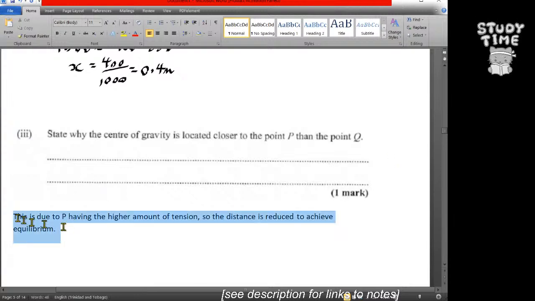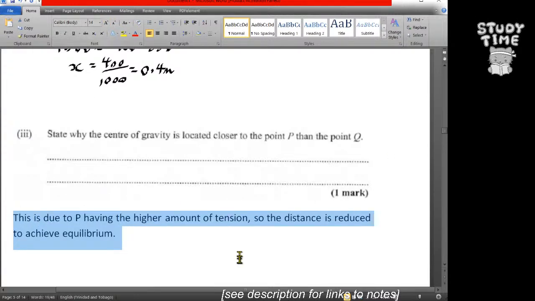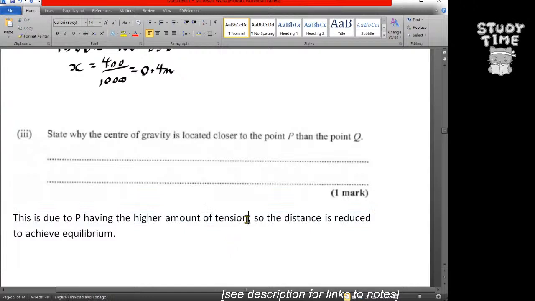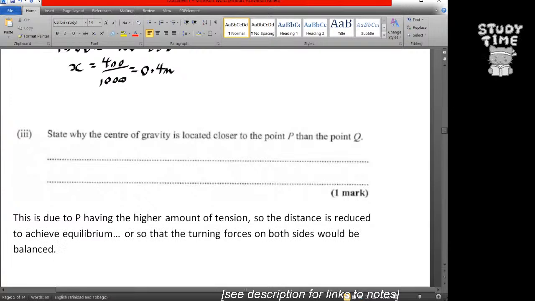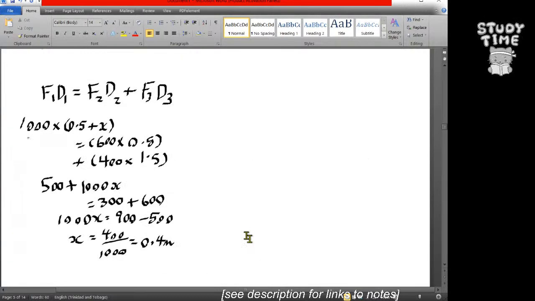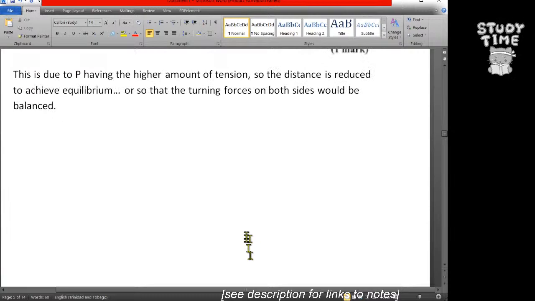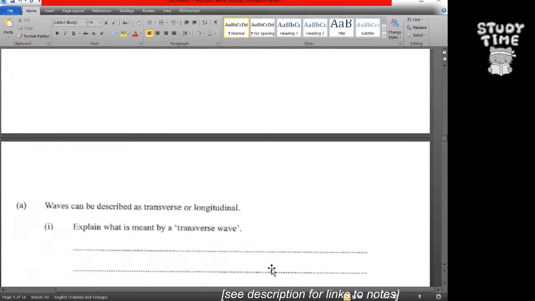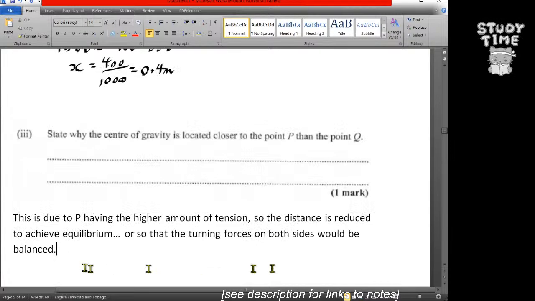Once you basically talk about turning forces or achieving equilibrium or something, or you could say also that the turning forces on both sides would be equal or would be balanced, something like that, because this is the rod balancing. So that's question 2.